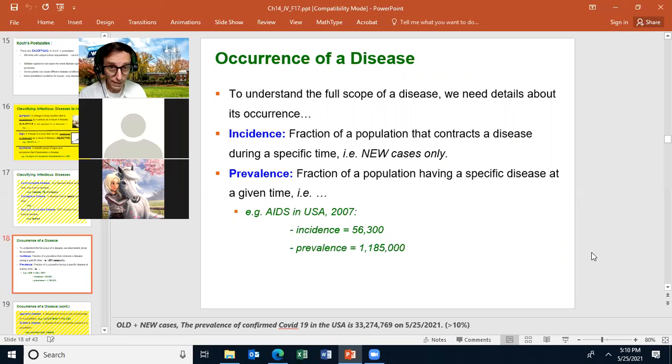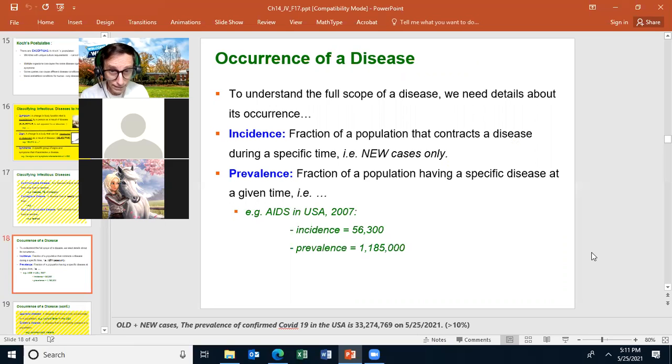For example, in AIDS in 2007, the incidence for the year in the United States was 56,300 new cases in all of the year. But the prevalence of AIDS in 2007 was 1,185,000, many more cases because some people had gotten it before 2007.